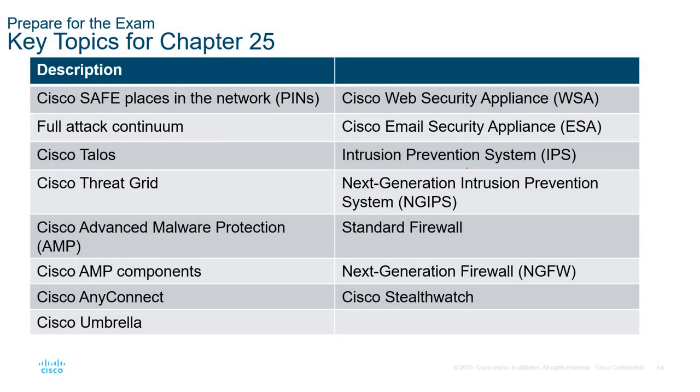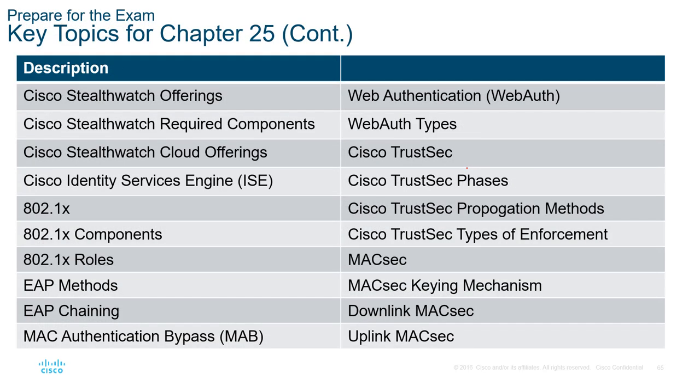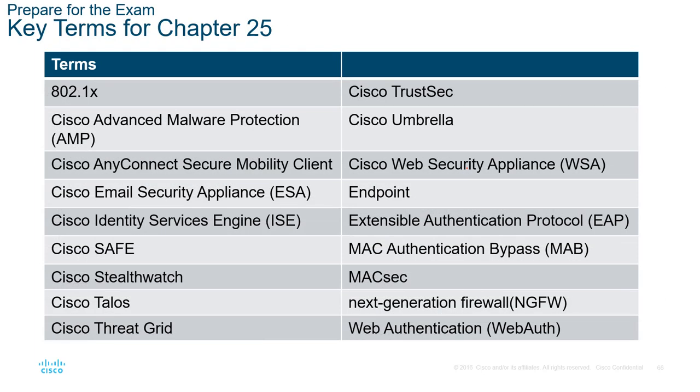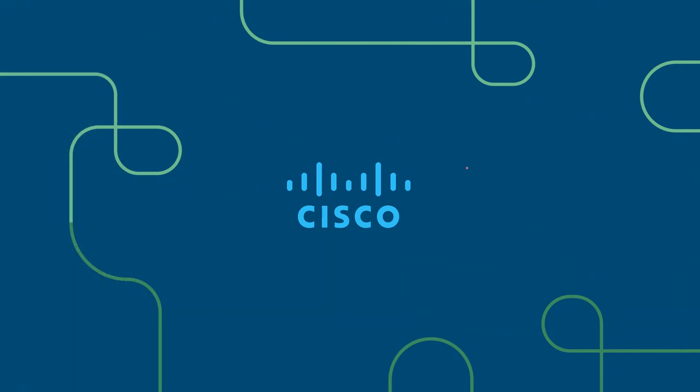There is a lot of content covered in this chapter, but sadly, we don't get to use some of the features because we don't have the appropriate licenses. Topics we talked about were web and email security appliances, IPSs, next generation versions, AMPs, Umbrella, AnyConnect, Cisco Talos, Cisco Threat Grid, and so much more. We talked about several encryption standards, 802.1X, all of the components, all of the security mechanisms like EAP, EAP chaining, our different Cisco protocols, our things like ISE, our identity services, our MACsec, our MABs, our firewalls, our web auth, and so much more. And that is it for this chapter.